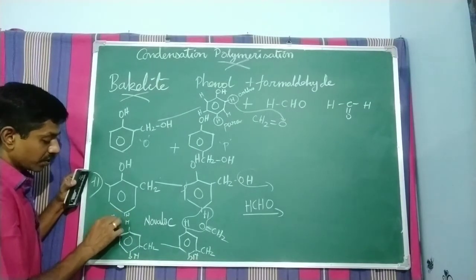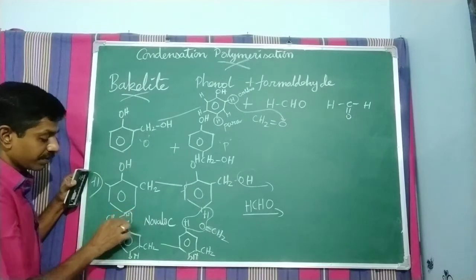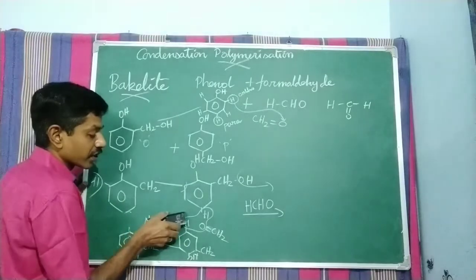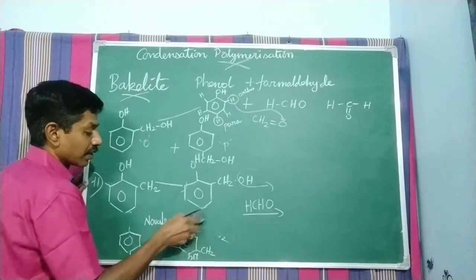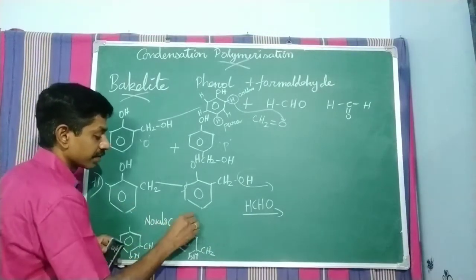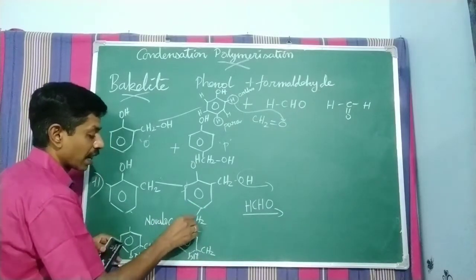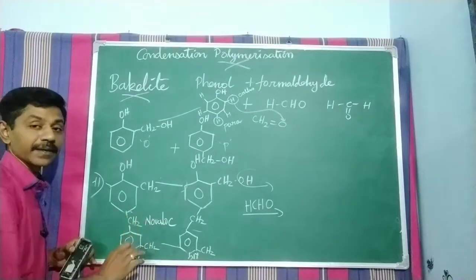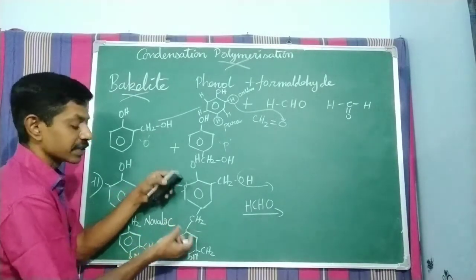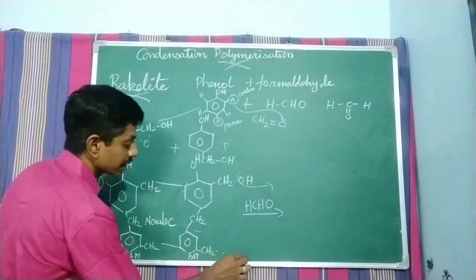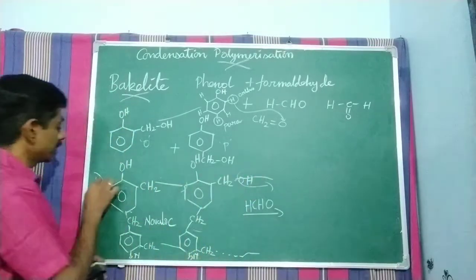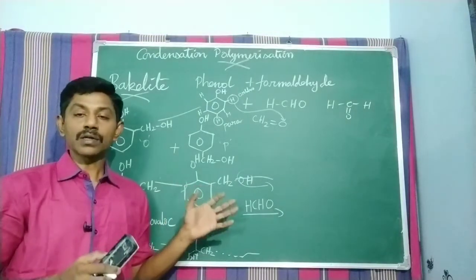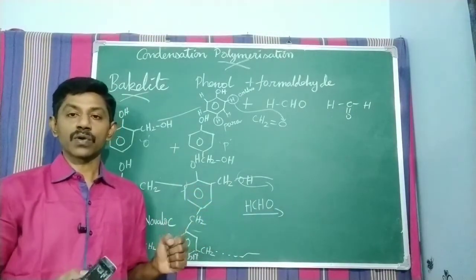So, CH2 double bond O, a molecule of water will be removed. And thereby, two linear chains will now get connected with the CH2 group and you will go for a process of cross-linking. Both the chains will join now. This will continuously go on the left-hand side and the right-hand side and you will get a formation of the cross-linked polymer and very strong.